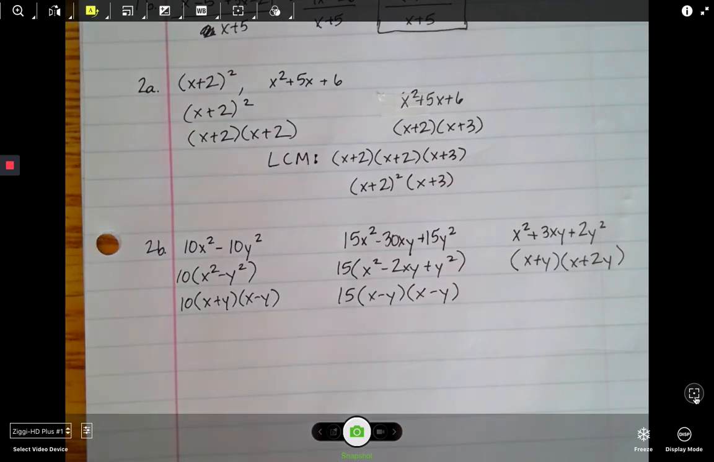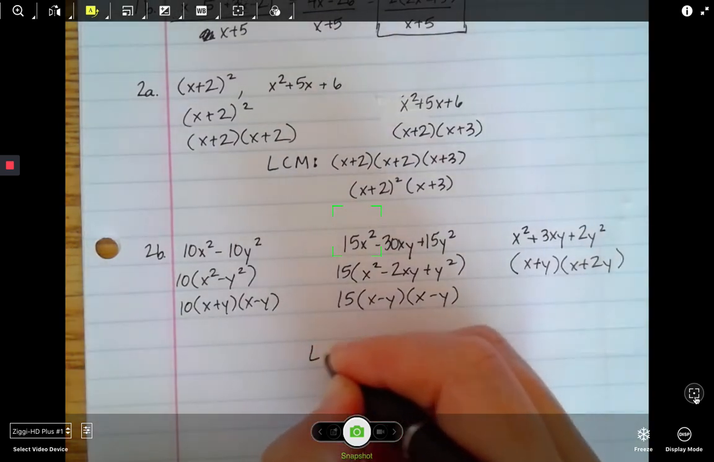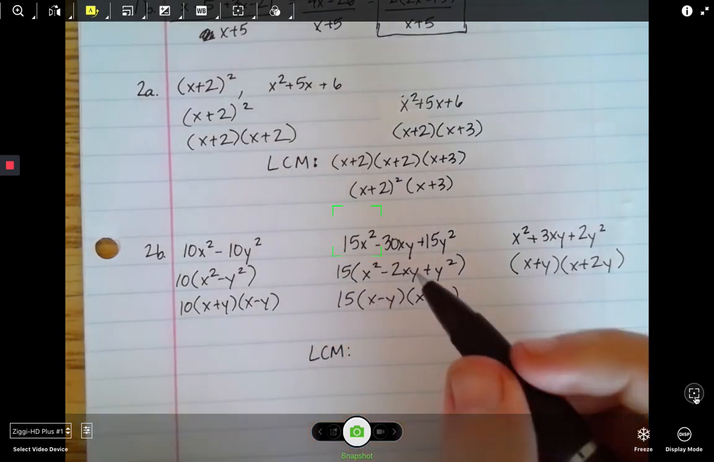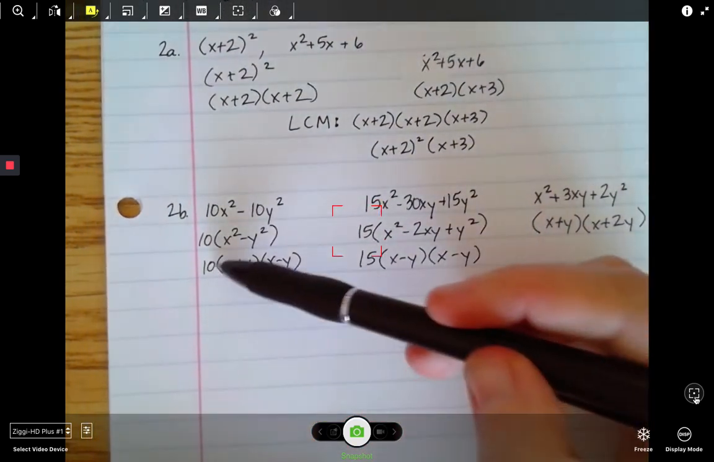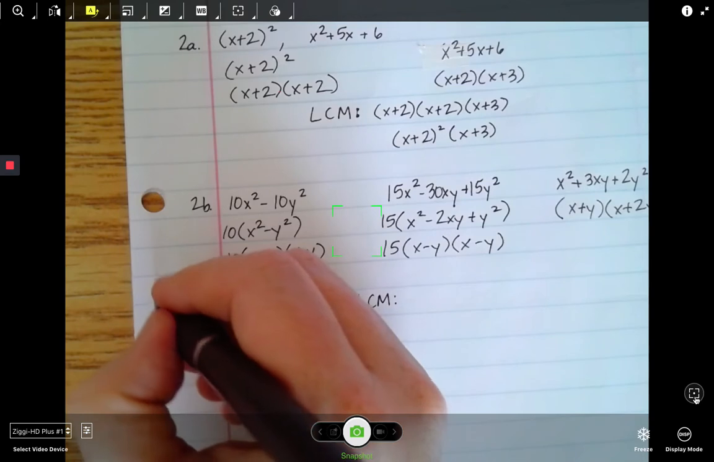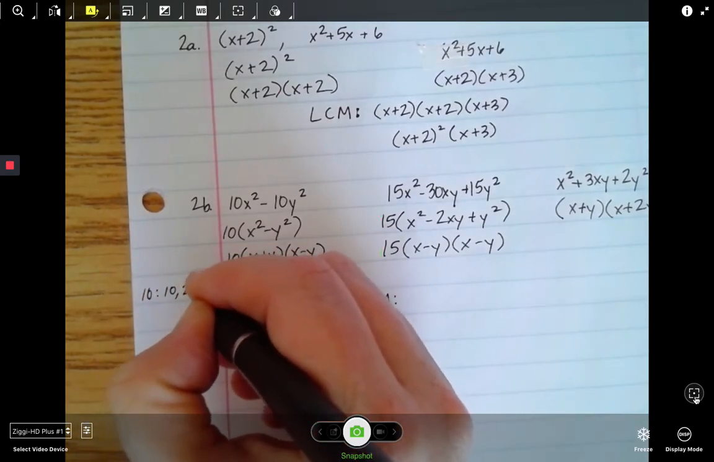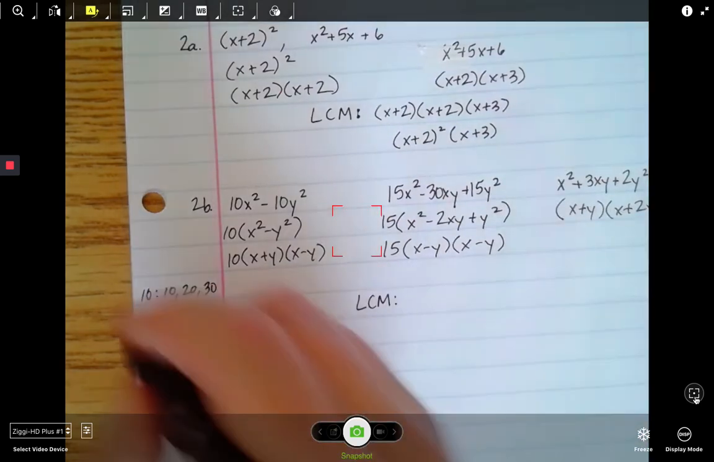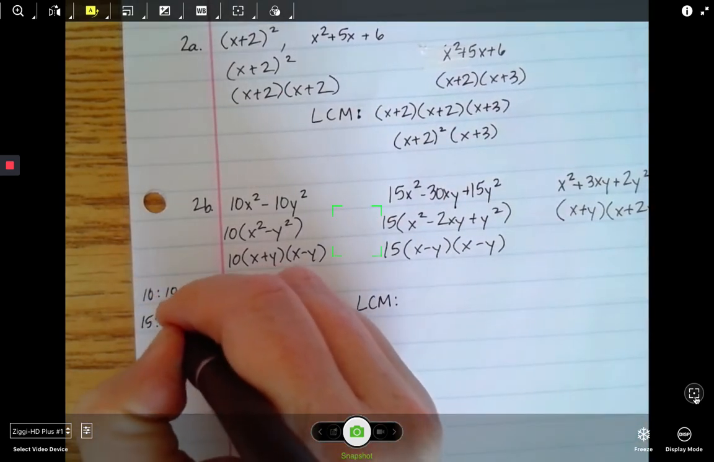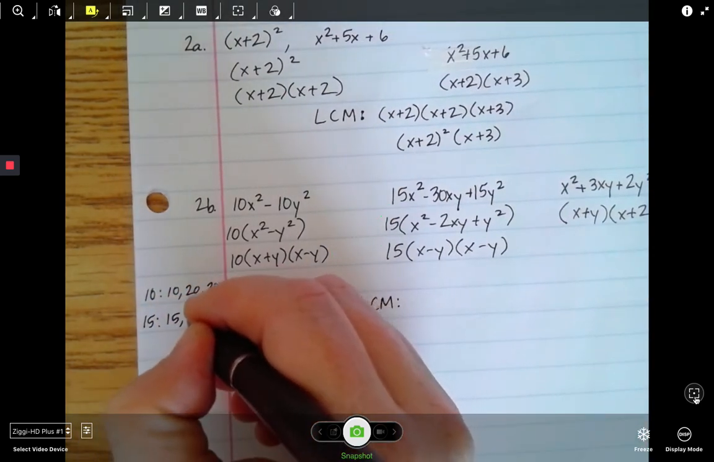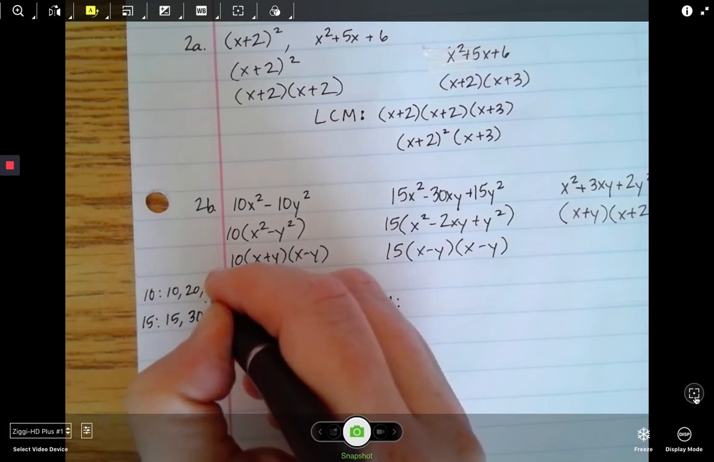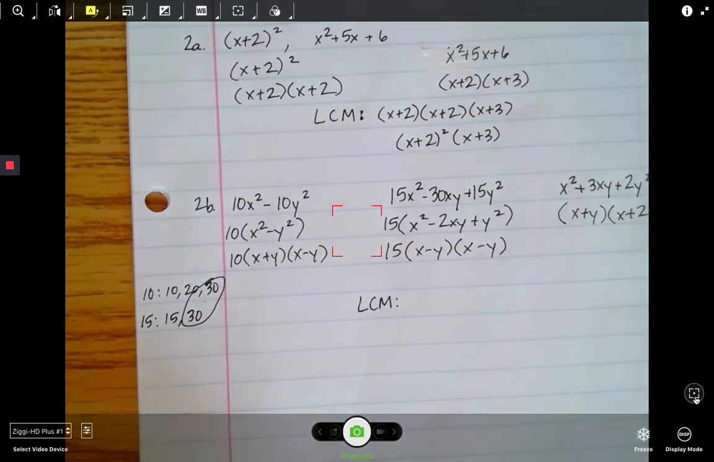All right, because we have coefficients, we have to look at what our least common multiple would be between these two coefficients. So let's think about 10. 10 times 1 is 10, 10 times 2 is 20, 10 times 3 is 30, right? 15 times 1 is 15, 15 times 2 is 30. So 30 would be my least common multiple, okay?